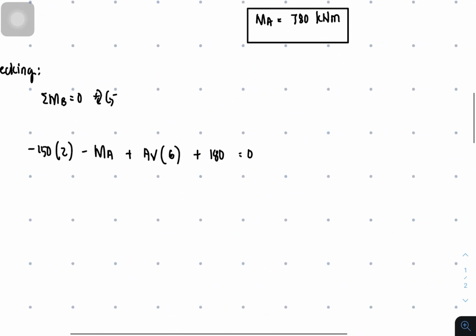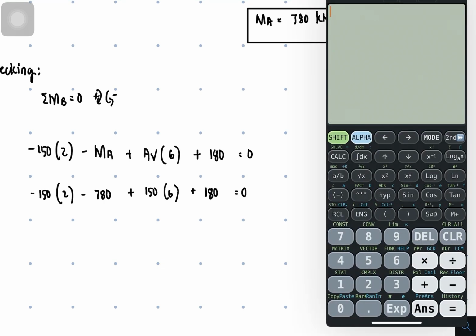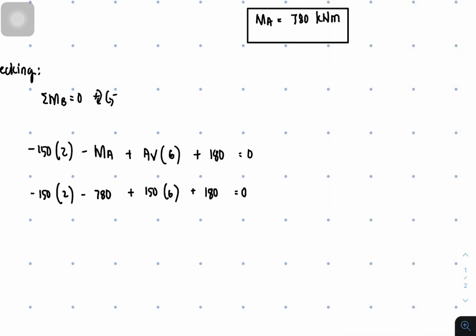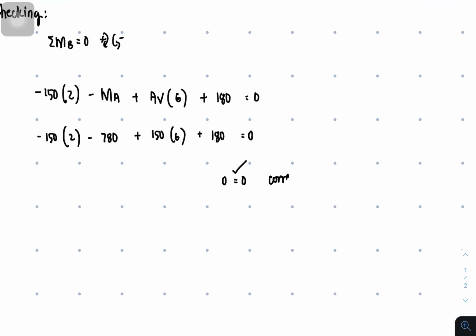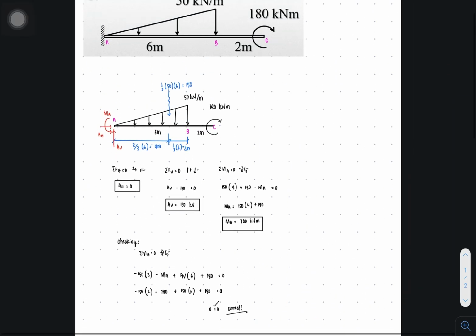And then you equate that to 0. Get your calculators, and do not forget to substitute the values. So this is 780 as MA, and AV as 150, times 6, then plus 180 equal to 0. So you have negative 150 times 2 minus 780, then plus 150 times 6, then plus 180. So our answer is 0. So we have proven that all our answers are correct. Okay, let's proceed to the next example.